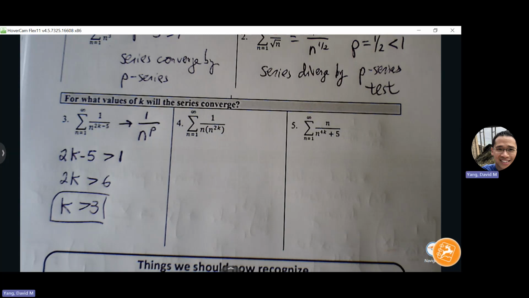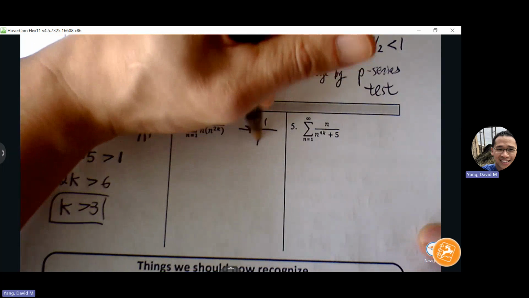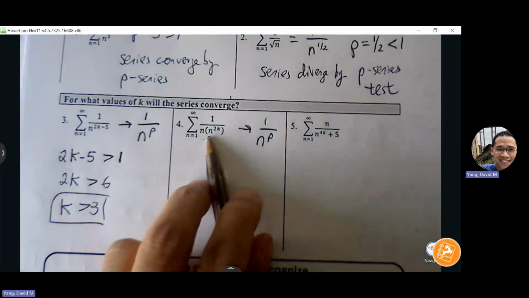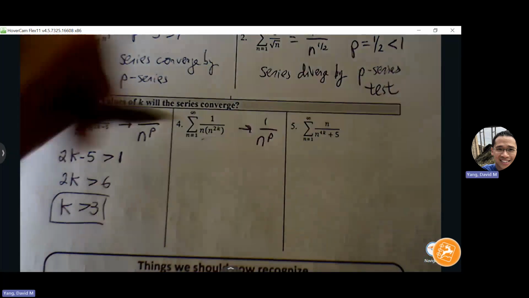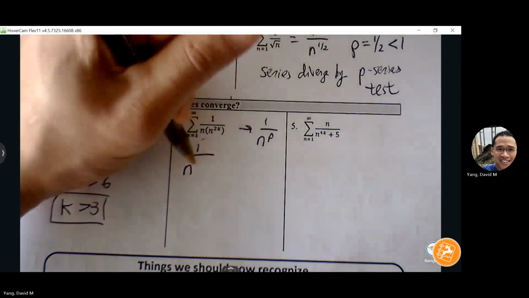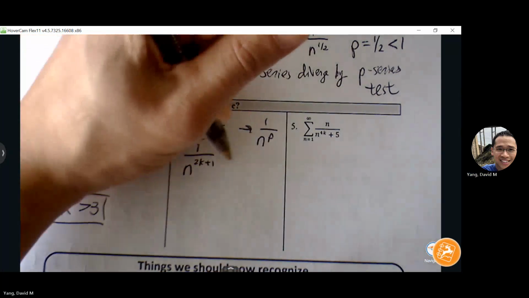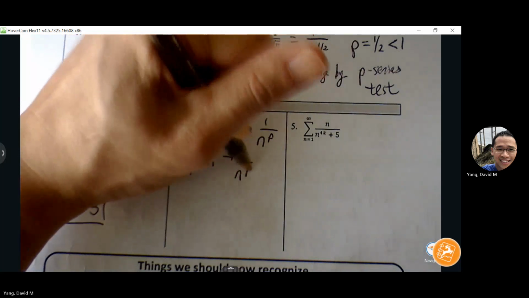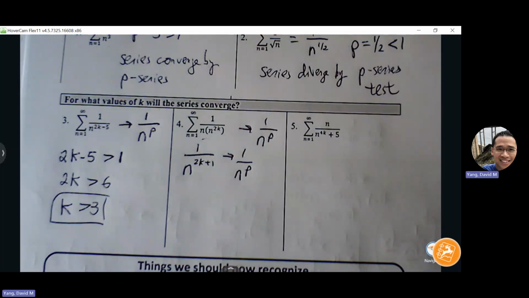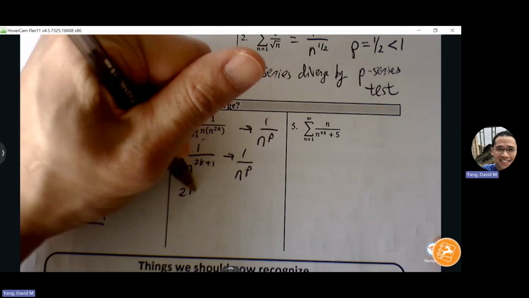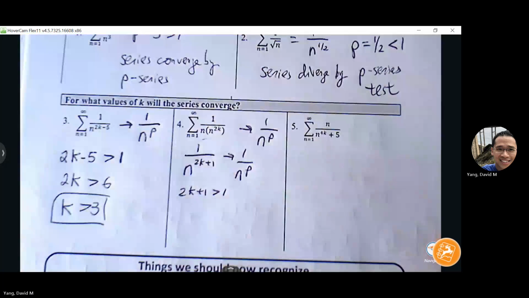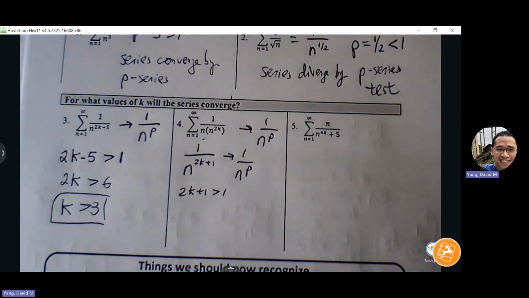Okay, next up, I want to get it into that form of 1 over n to the p, and I can merge this together, make this what, n to the, yeah. So as long as 2k plus 1 is greater than 1, we know that it will fulfill the condition of the series converging.